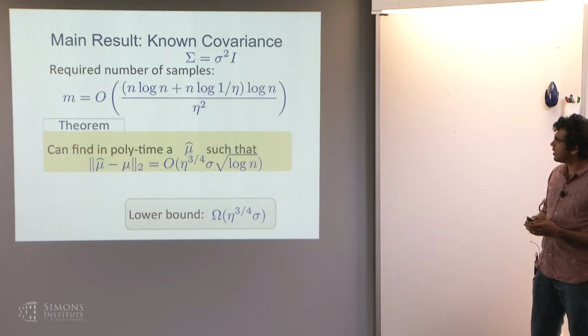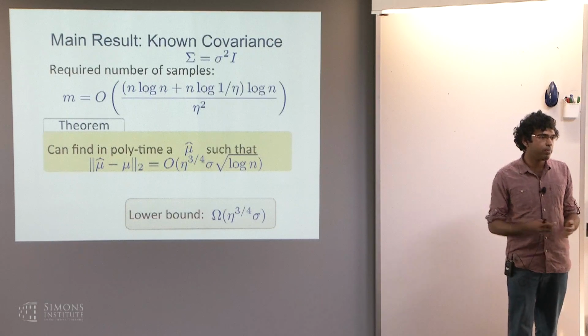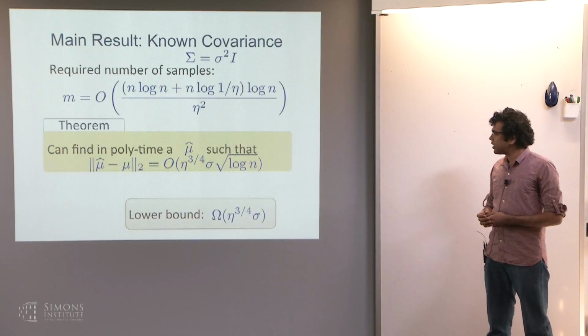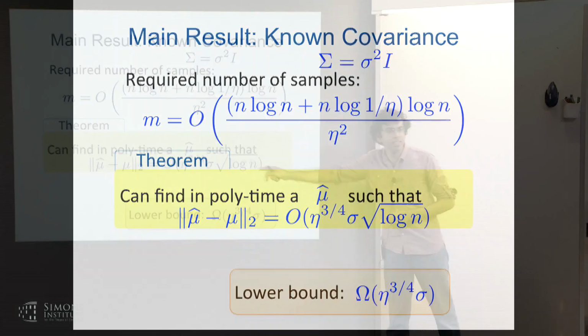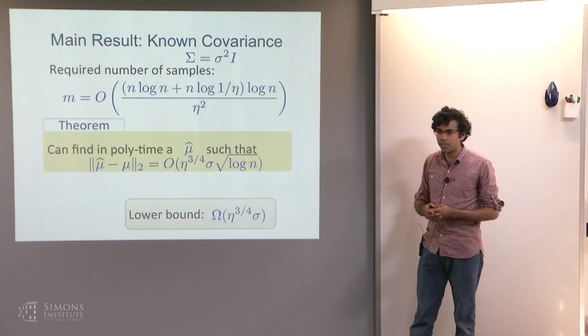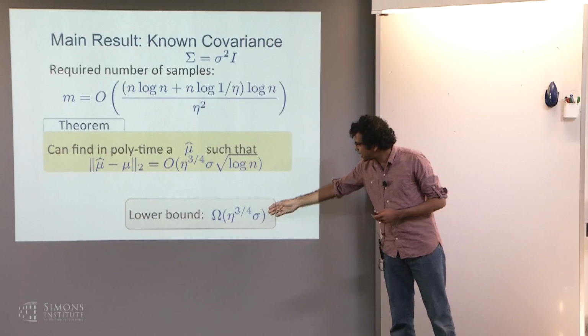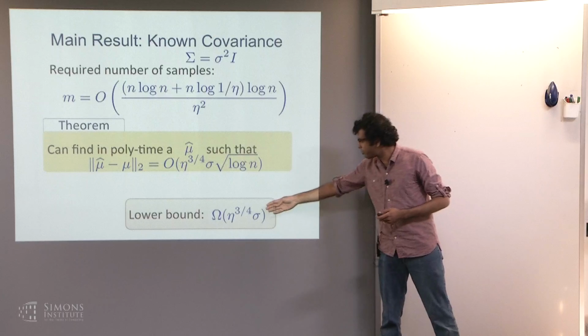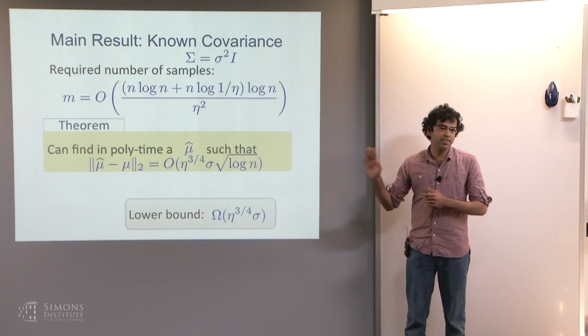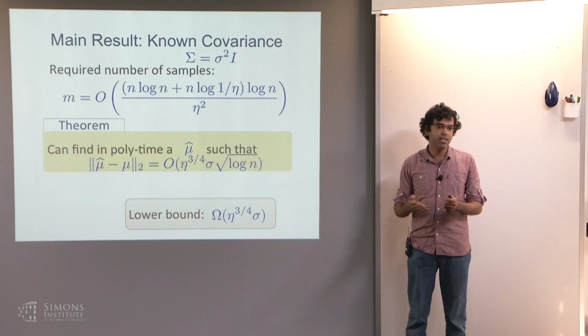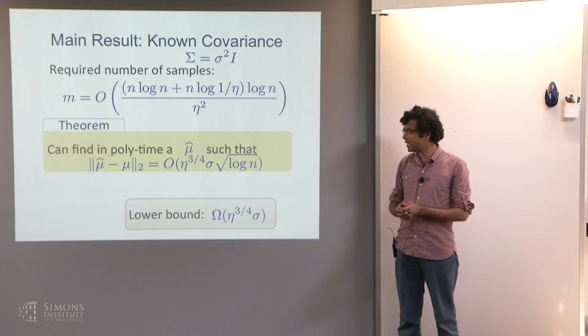So here's the main result. If we know the covariance matrix and we want to estimate the mean robustly, then we can compute a mu hat that is at most eta^(3/4) times sigma square root log n away. The thing to focus on is that the dependence on the dimension is square root log n instead of the usual square root n. We have a lower bound of eta^(3/4) sigma in this case. All the results I'll state hold with high probability, with probability 1 minus 1 over poly n.